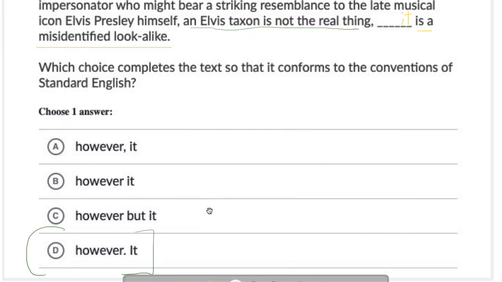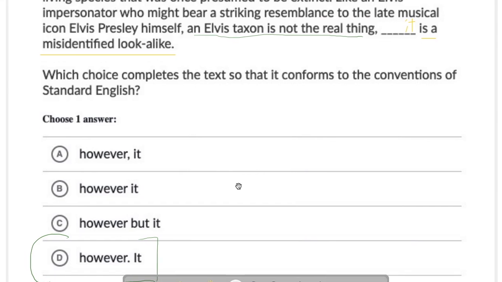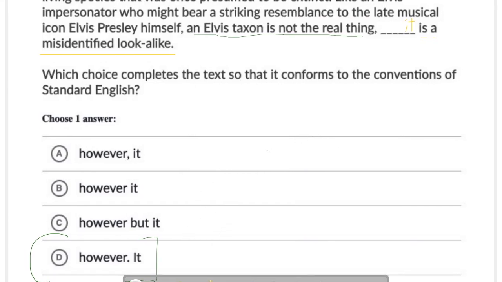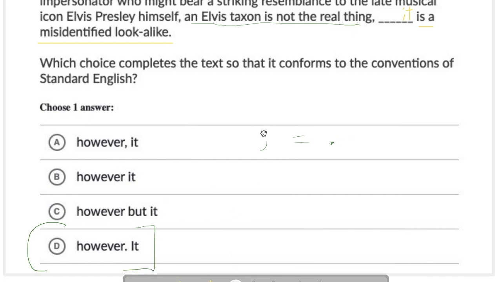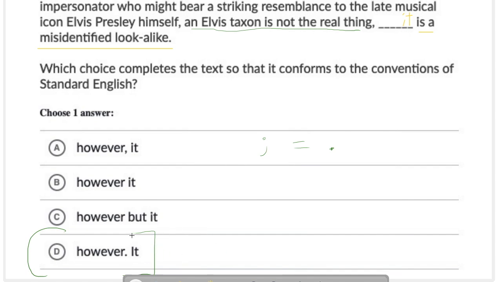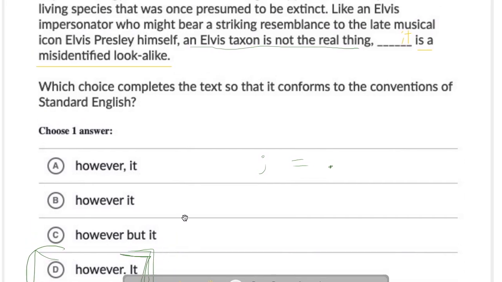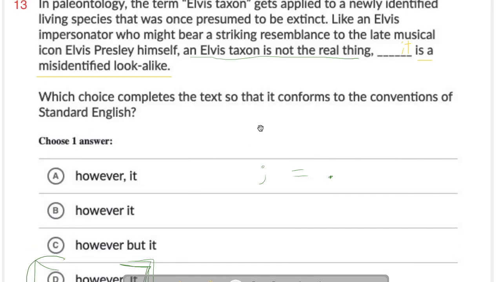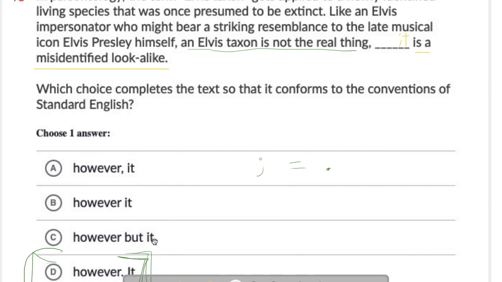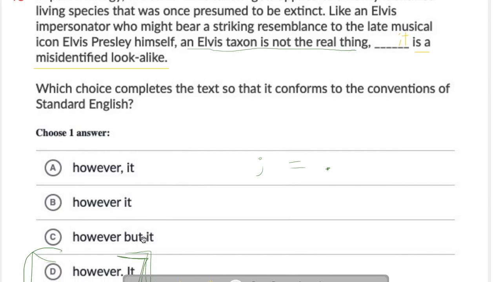So, could you have used a semicolon here? Yes. I think a semicolon would have been really good here. But the semicolon and the period are equivalent for these purposes, so you're never going to have to choose between them. You just look for the answer choice that has one of them and hopefully nothing else wrong. Here, there's only one of them that exists, so it's going to have to be D. They could have said it is not the real thing, comma, but a misidentified lookalike. That would have worked, but not C, because C is giving us a second subject here, it, and that would yield a run-on sentence.